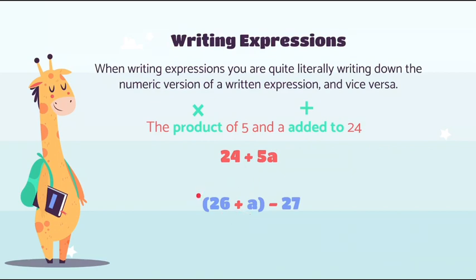But we see that 27 is subtracted from this. So the answer would be 27 subtracted from the sum of 26 and a.